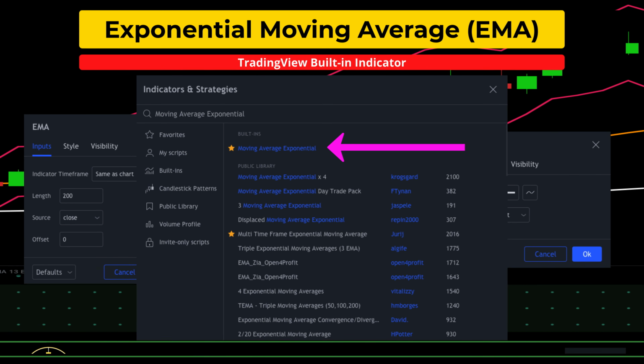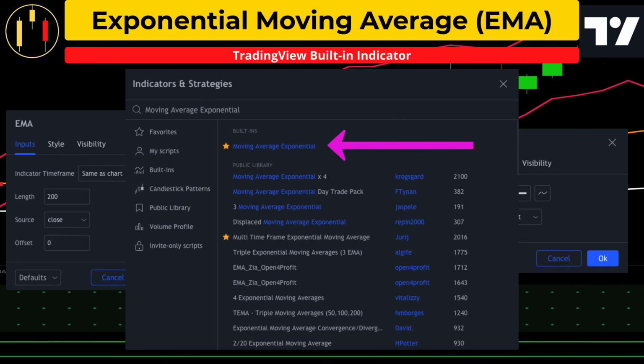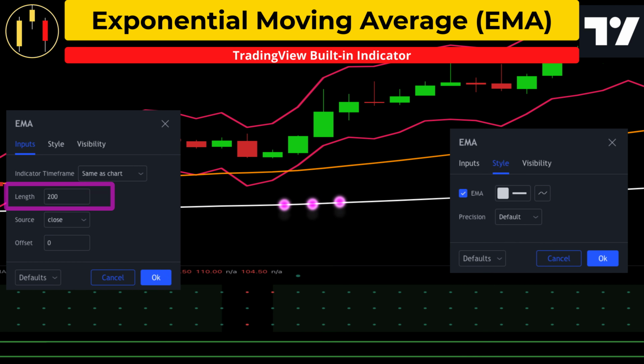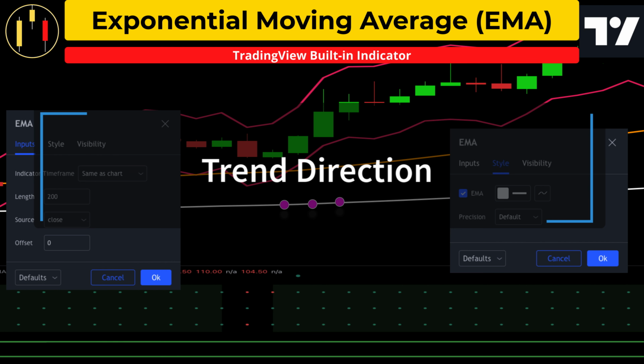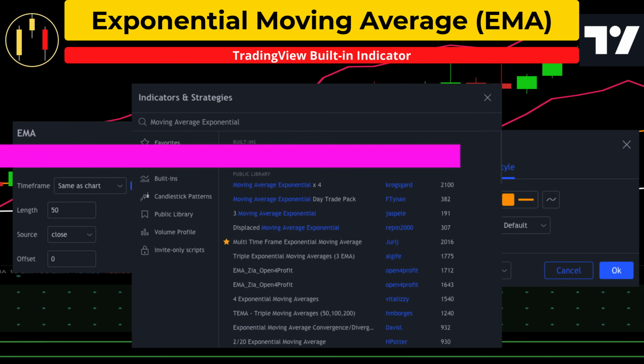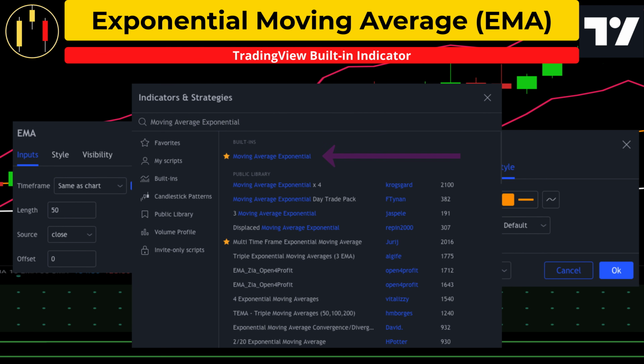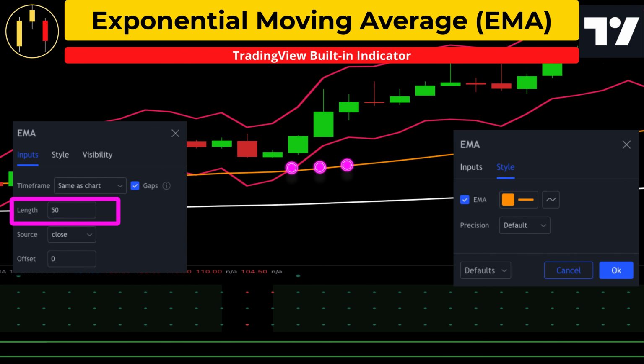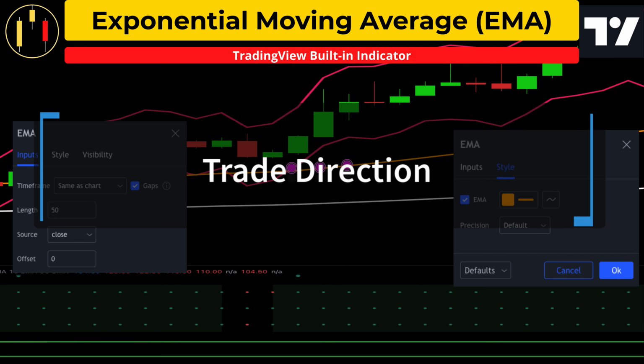The first indicator is the Exponential Moving Average, or EMA. The length will be set to 200 and colored in white. The 200 EMA will be used to determine overall trend direction. The second free TradingView indicator is another exponential moving average. This EMA will be set to 50 and colored in white. The 50 EMA will work with the 200 EMA to determine the trade direction.